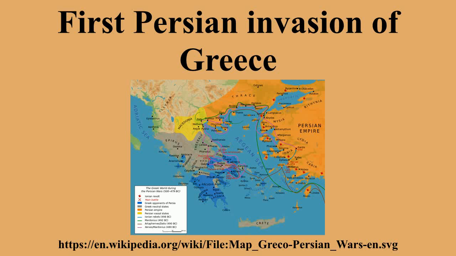Hippias fled to Sardis to the court of the Persian satrap Artaphernes and promised control of Athens to the Persians if they were to help restore him.